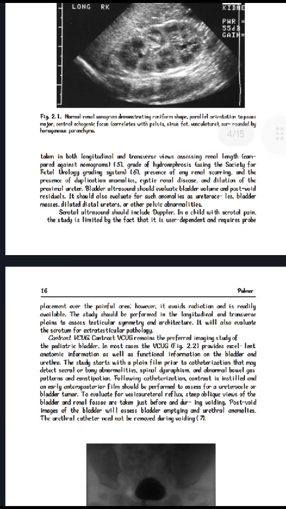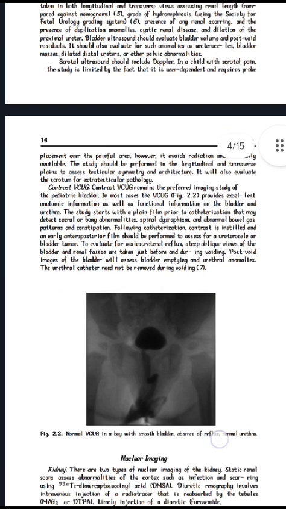A bladder ultrasound should evaluate bladder volume and post-void residuals. It should also evaluate for such anomalies as ureteroceles, bladder masses, dilated distal ureters, or other pelvic abnormalities.